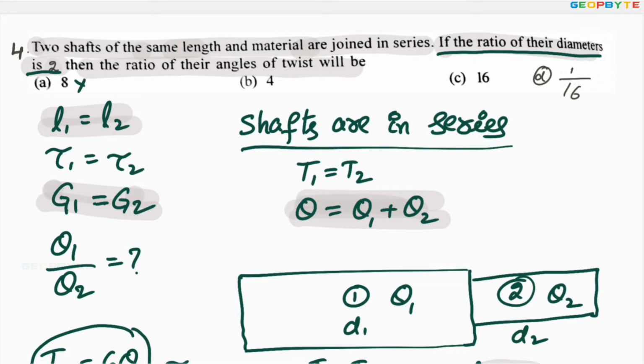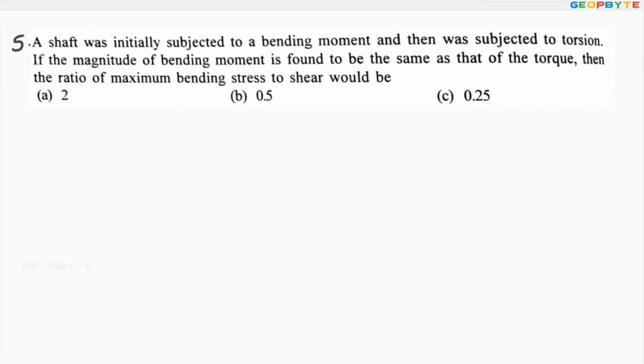A, 8 is not correct, 4 is not correct, 16 is not correct, 1 by 16 absolutely correct. D is the correct option. I hope you understood very clearly. Shall we move to the next problem? Yes, let us go for the next problem. Look at the next problem.